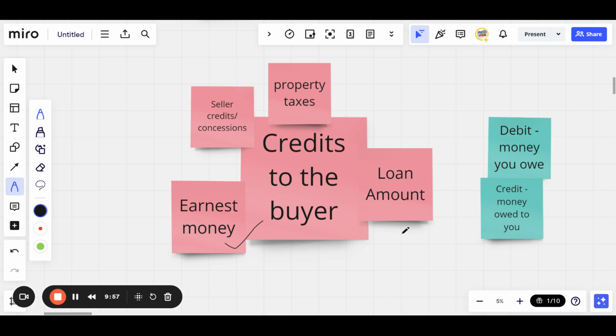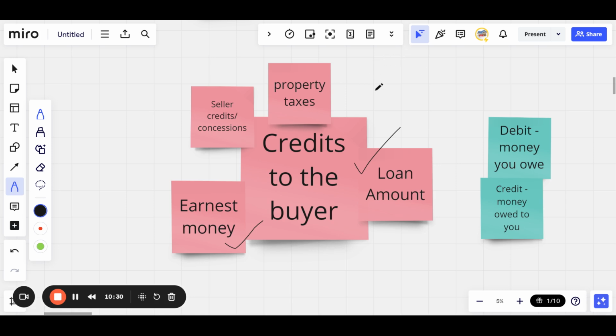What about the loan amount? Any loan assumed, taken over, subject to. I don't care what the loan is, whether it's originated or it's staying put, like it was originally originated at another time and it's staying on the property. That is going to offset what the buyer owes, which is the total sale price at closing, right?